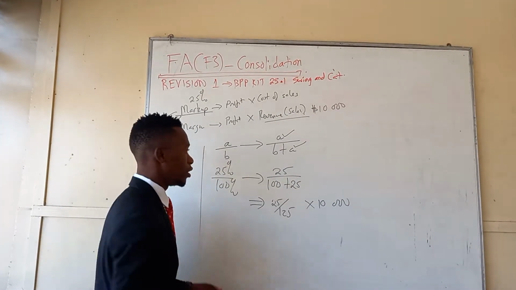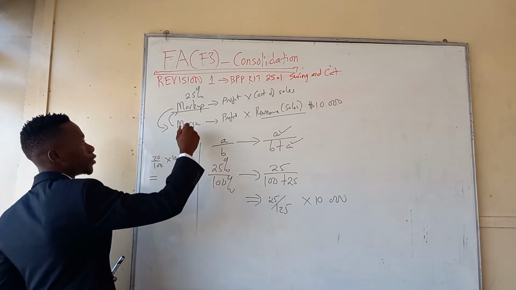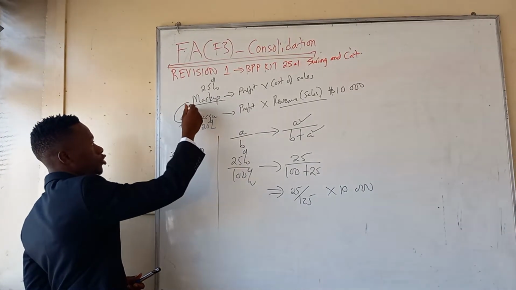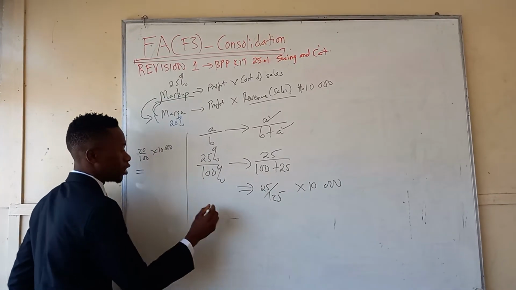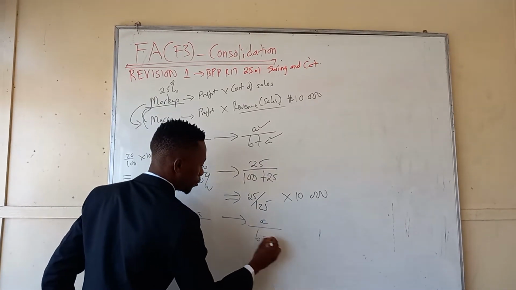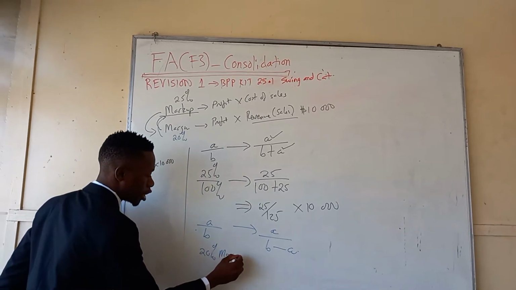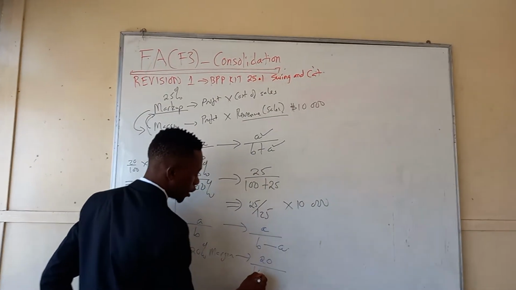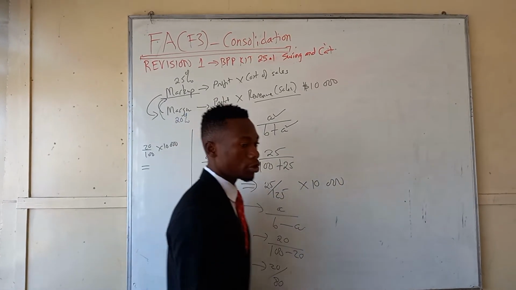You deduct the denominator now. So for example, let's say there is a margin of 20%. If you want to convert it to markup, the formula is A over B minus A. So 20% margin, I want to convert it to markup. So this will be 20 over 100 minus 20. So this will be 20 over 80. So that's how you convert.